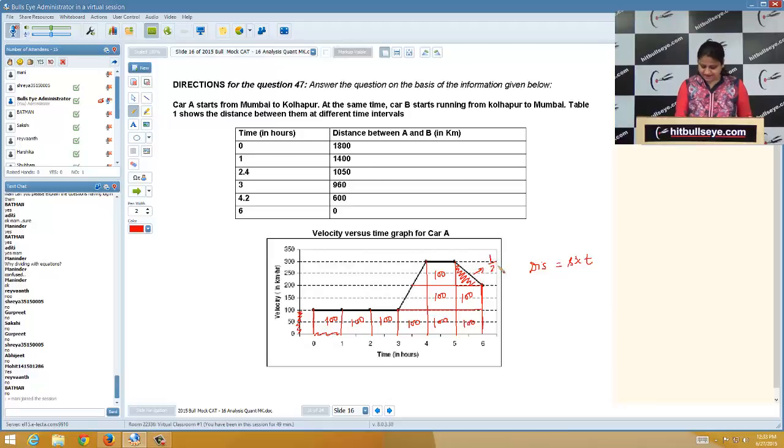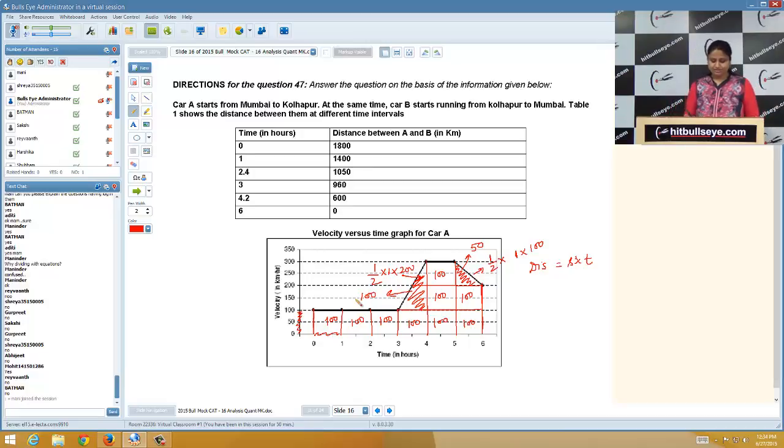What is the triangle area? Half into base, which is 1 hour, into height. So it will be 100 only. Now what is this? It comes out to be 50. Half, I'm taking this complete area, half into base, which is 1, into height. Now what is the height here? This is 200. So this area will become 100.